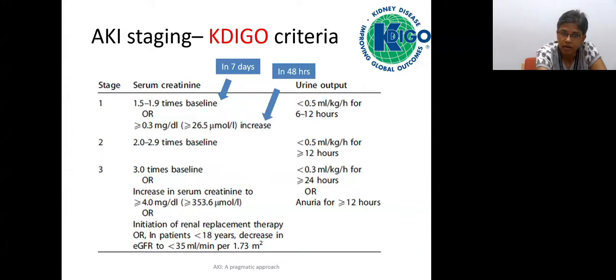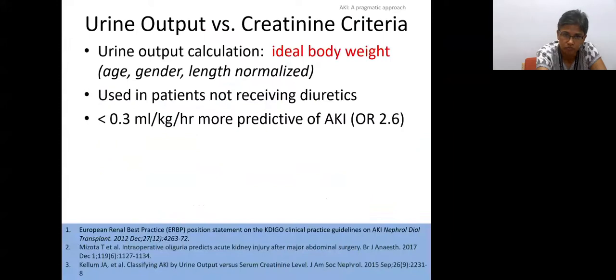And any creatinine above 4, or a creatinine which had risen by more than 3 times from baseline, or a requirement for dialysis, or anuria for 12 hours, or urine output less than 0.3 ml per kg per hour for at least 24 hours would indicate that the patient had reached stage 3, which is the highest stage of acute kidney injury. So the prognosis, the chance for recovery from AKI, and the requirement for dialysis would of course increase as you progressed along the stage of AKI.